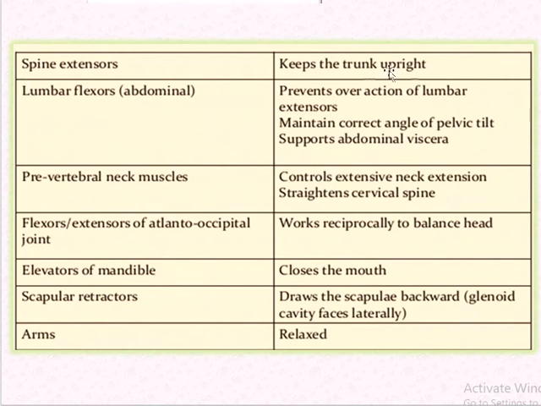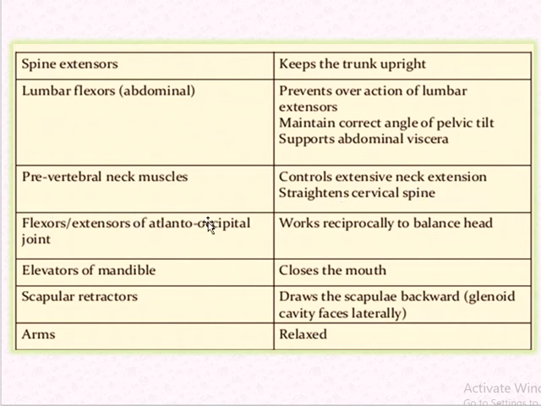Spine extensors keep the trunk upright. Lumbar flexors are your abdominal muscles. They prevent overaction of the lumbar extensors, maintain the correct angle of pelvic tilt, and also support the abdominal viscera. Prevertebral neck muscles control excessive neck extension, basically straightening the cervical spine.